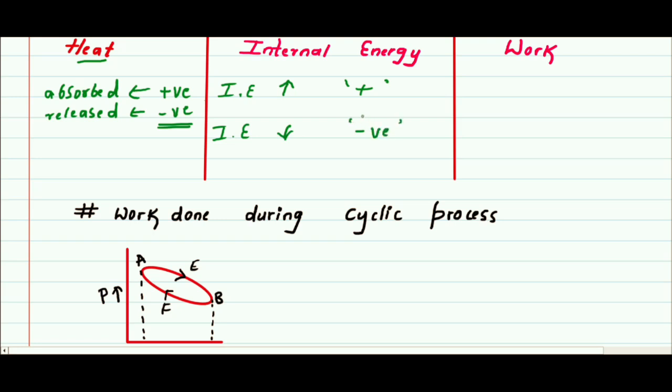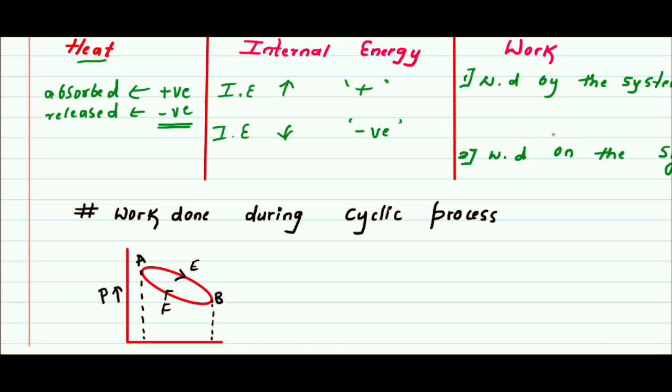Okay, next comes work done. So here work done is done in two ways. One is work done by the system, and the second one is work done on the system. So W means work done on the system. Many of us will get confused, right? So what is work done by the system, what is work done on the system, how to take the sign conventions.